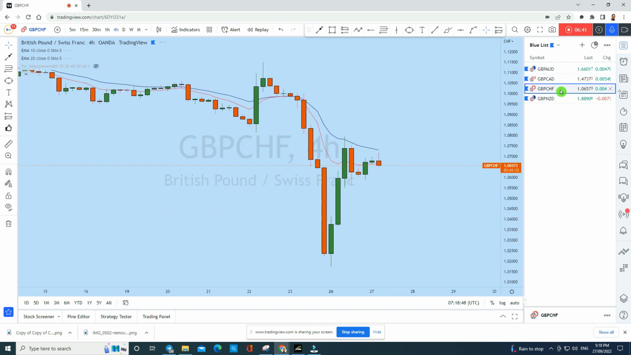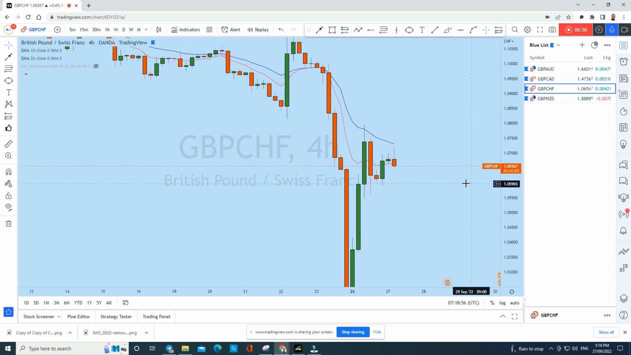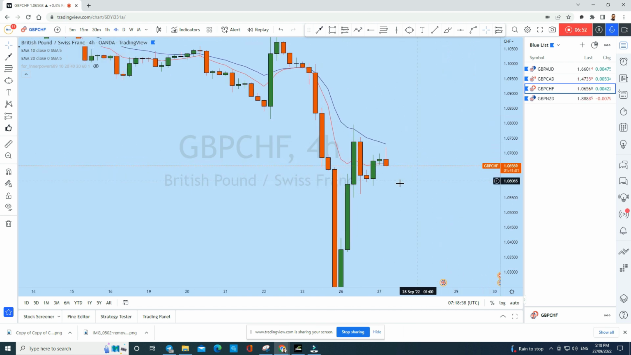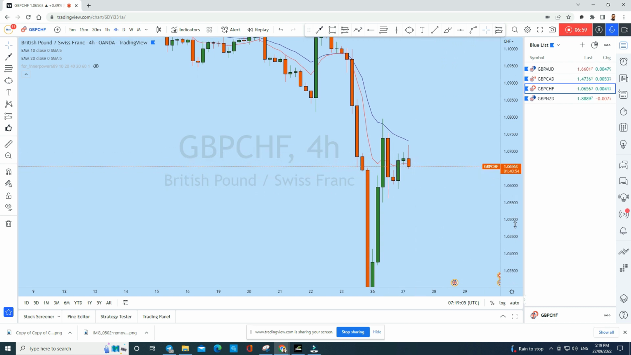Now let's look at GBPCHF. As you can see, in the past GBPCHF was highly bearish. Among all of them, GBPNZD and GBPCHF look a bit more strongly bearish than any other pairs, which is represented in this candle. You see, this is the 4 hour time frame.